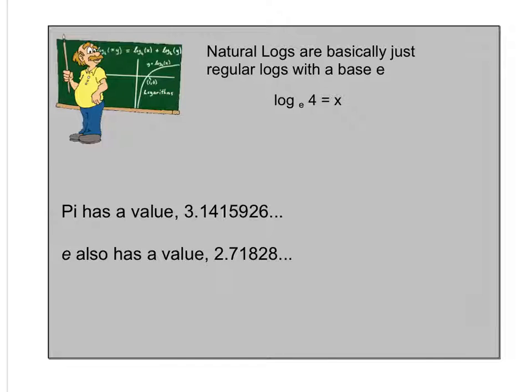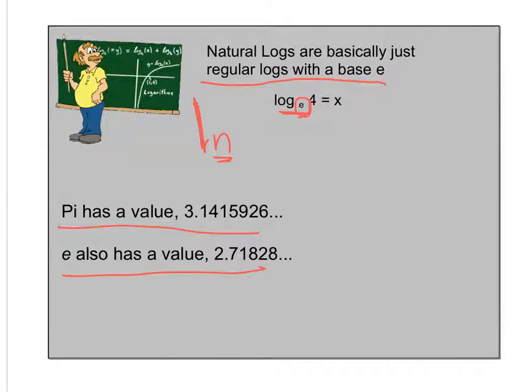So natural logs are basically just regular logs with a base of e. So natural log of both sides of e to the x equals 4. All right, so we call this a natural log. It looks like ln. The n means your log is natural. So e has a value, much like pi has a value. Pi keeps going on forever. e keeps going on forever. So what this is saying is you have a log with base e.